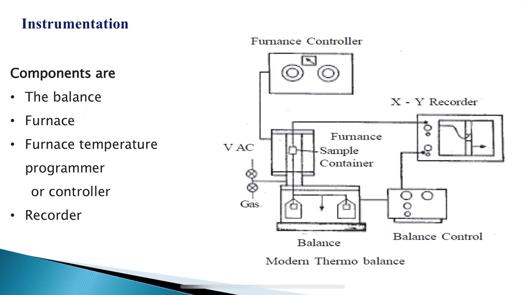So, this is the balance. Balance you have already seen in our classes. This is the balance, and this is the furnace. And this is the furnace controller, also called the furnace temperature programmer, and this is the recorder. These are the different components which we can observe in the instrumentation of thermogravimetric analysis.